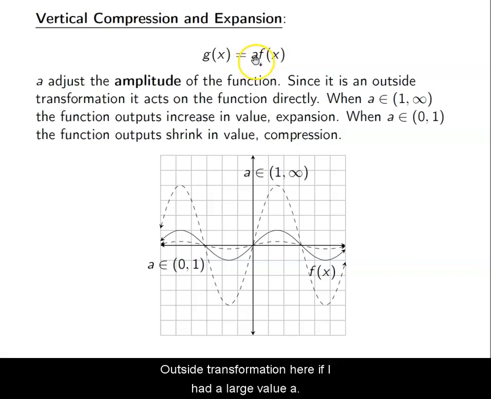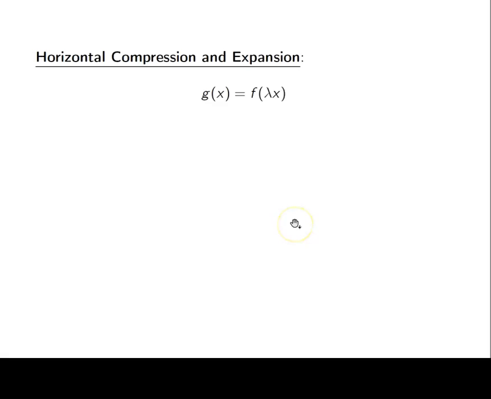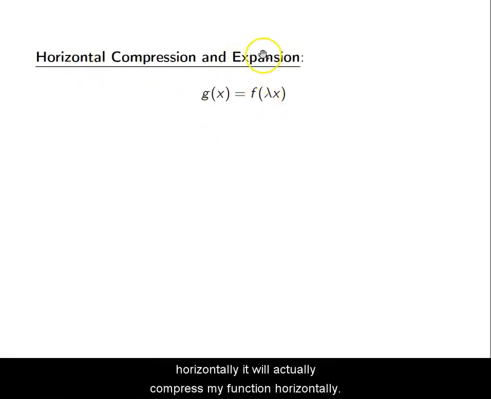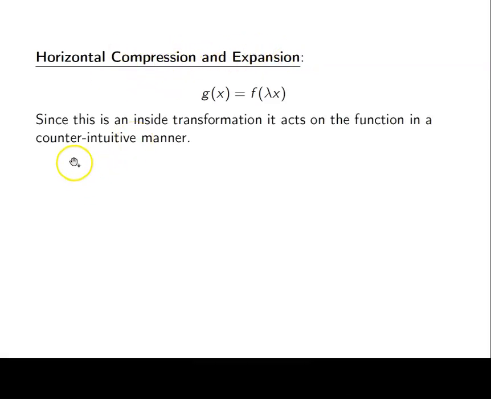So horizontal compression and expansion. Here I have a multiple on the inside of my function. Again, inside transformations work in the opposite manner. For my outside transformation here, if I had a large value a, that made this very large. So since inside transformations work the opposite, if a is very large, that is not going to expand my function horizontally. It will actually compress my function horizontally, right?